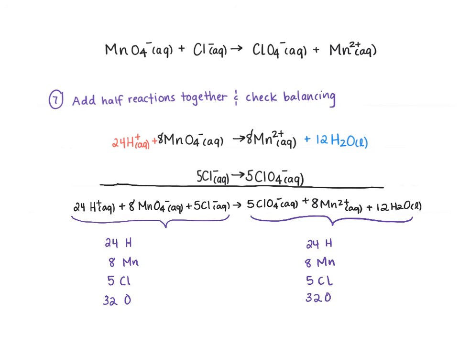And then for good measure, we can check our charge. So we have positive 24, minus 8 is 16, minus 5 is plus 11. And on this side, we have negative 5 plus 16 is plus 11. So everything balances, and we have successfully balanced this redox reaction.